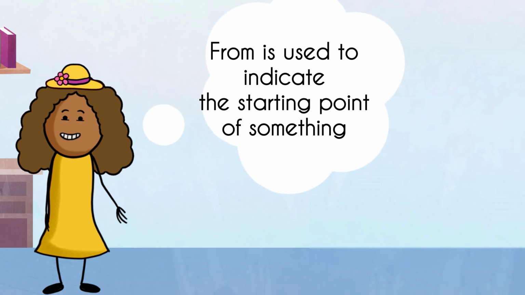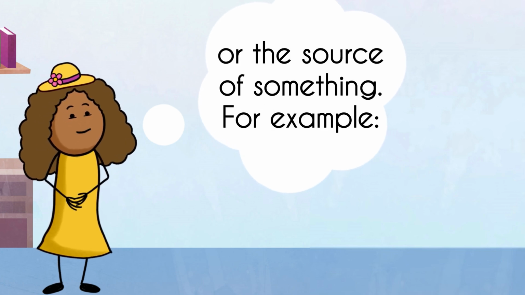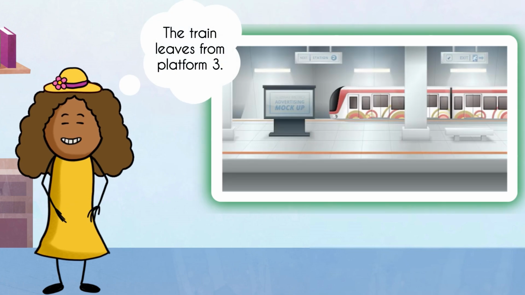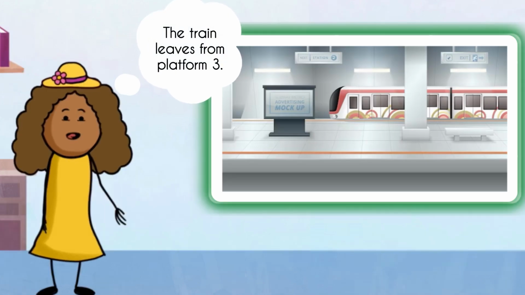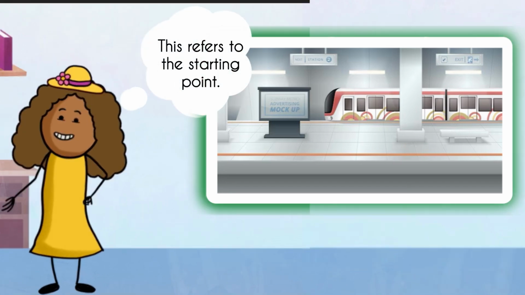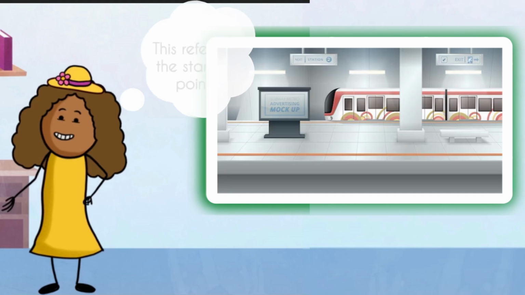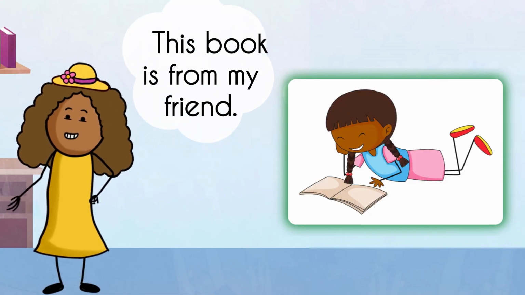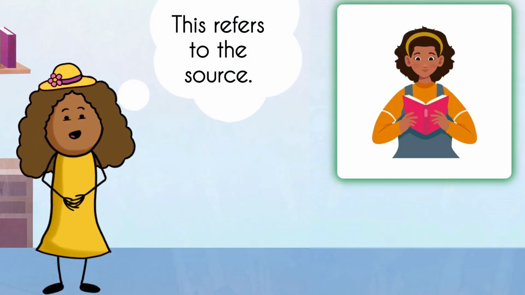From is used to indicate the starting point of something or the source of something. For example, the train leaves from platform 3. This refers to the starting point. This book is from my friend. This refers to the source.